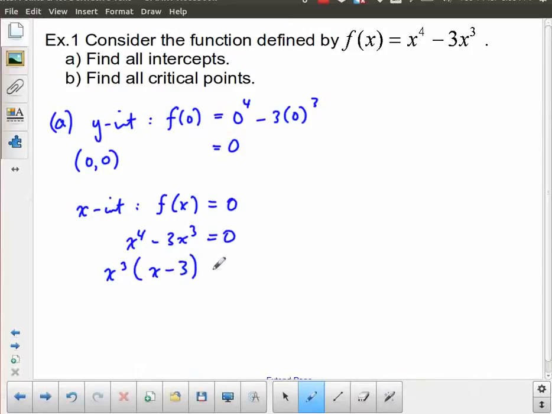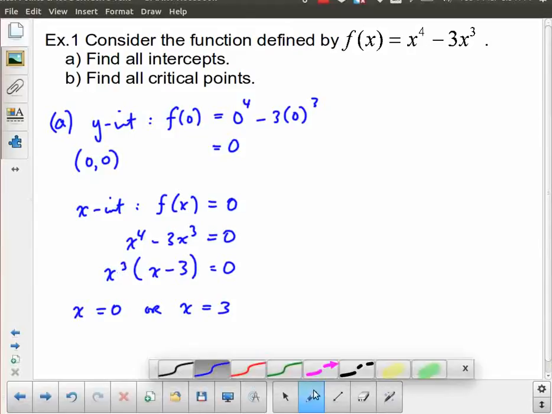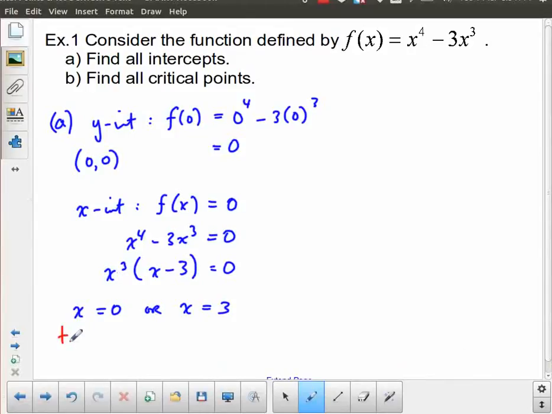I have x minus 3 remaining. And so the solution to this is that x is equal to 0 or x is equal to 3. And I just want to point out here that this actually is x equal to 0 3 times because this is x cubed. And what I mean by saying 3 times is that this is what's known as a triple root.